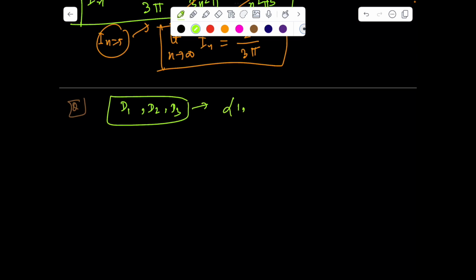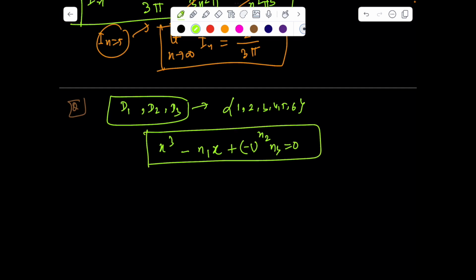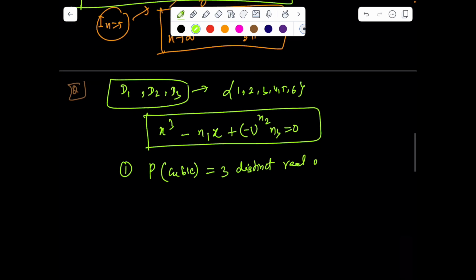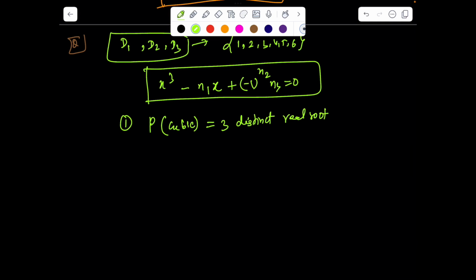So of course the outcome on this dice sample space is 1 2 3 4 5 6. So the question is, now consider a cubic equation x cube minus n1 x plus or minus 1 times n2 times n3 equal to 0. So this is the cubic equation. Now the first question is, what is the probability that this cubic will have 3 distinct real roots, where what is n1, n2, n3?